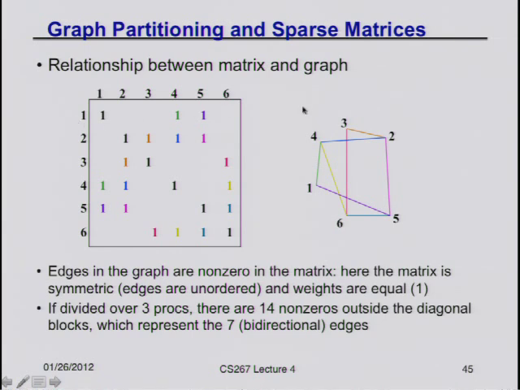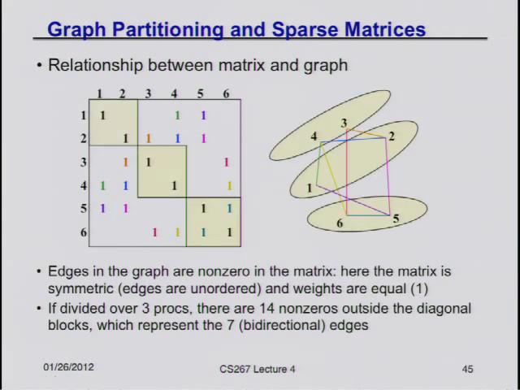So I have a 6 by 6 matrix, so I have 6 vertices numbered from 1 to 6. And I have edges whenever there's a non-zero. So here the entry (1,4) is non-zero, so I have an edge connecting 1 to 4. And there's an edge from 2 to 3, so I have an edge connecting 2 to 3. So it's just a different, equivalent mathematical idea.